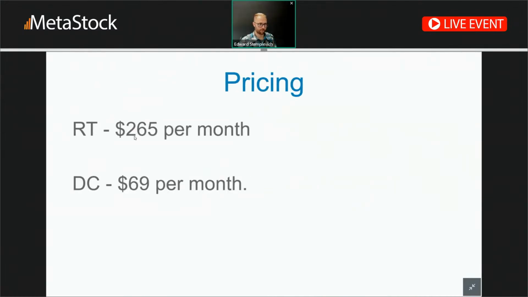Typically, the real-time package is $265 per month. That includes the MetaStock software we just went through, plus Zenith, which is a whole other platform for fundamental analysis. MetaStock pulls data from that, so they go hand in hand. Then MetaStock DC is only $69 per month, which includes North and South America equities, futures, FX, global indexes, and also US option data. There are also other packages to meet your requirements.